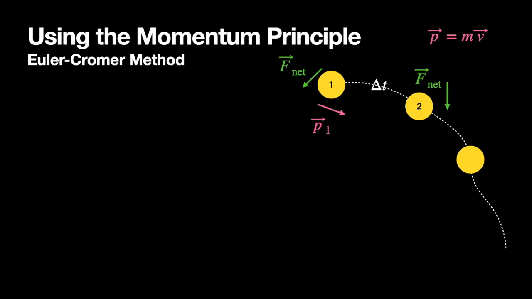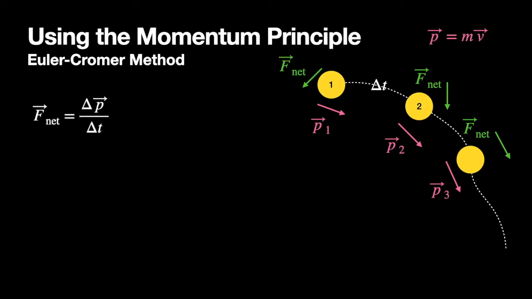But here's at position 2, it has some force and some new momentum P2. So the key is, can I find just that? I just want to go from P1 to P2. And then after that, I can go to the next one and find the force over there and P3 and so forth. So that's the goal here. So how do we do that?